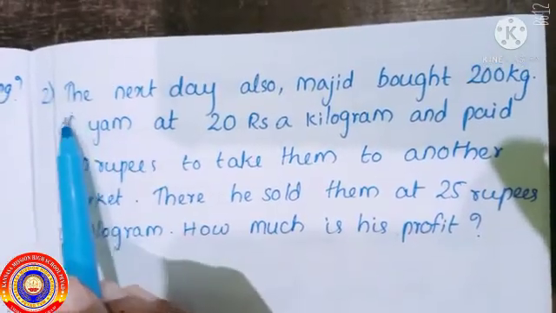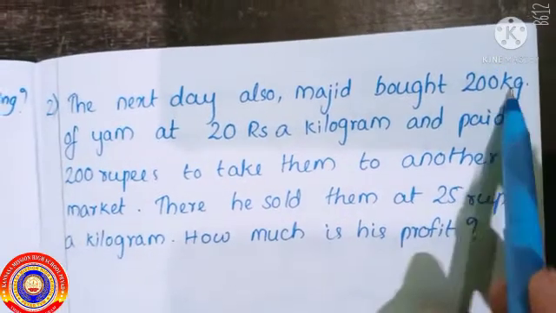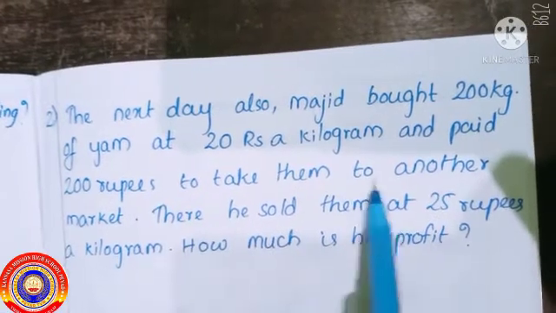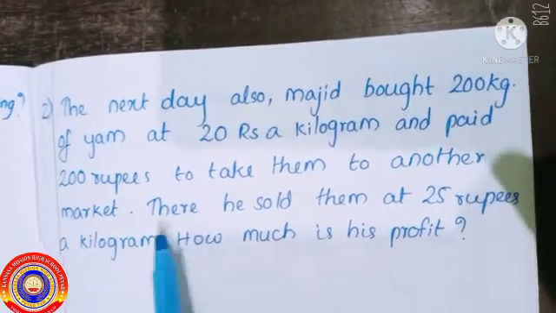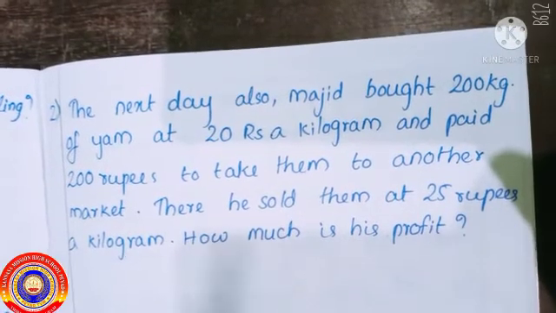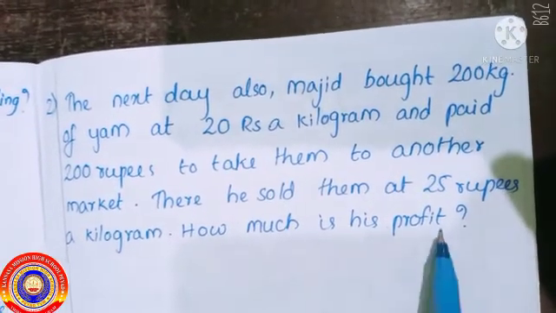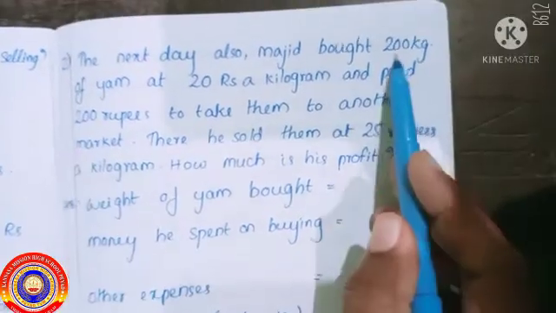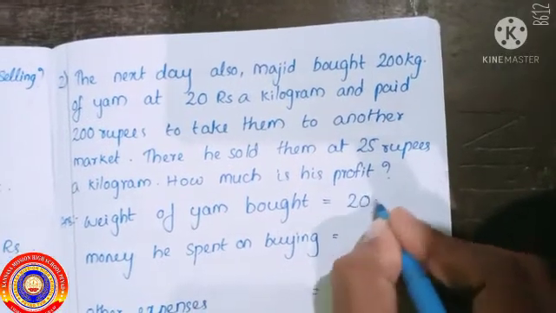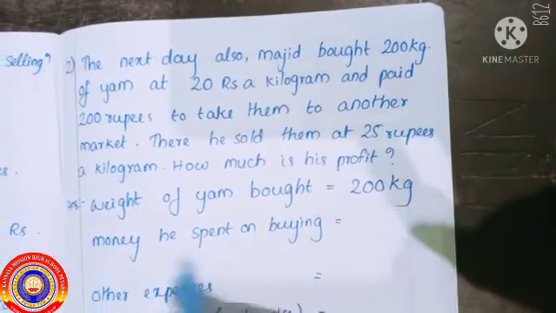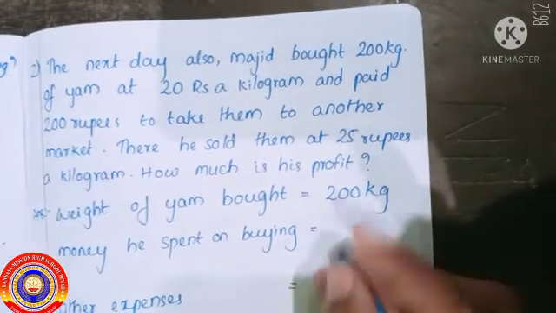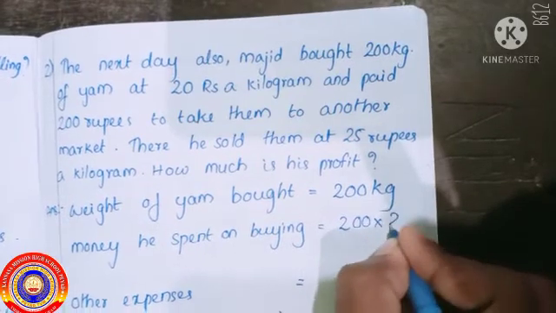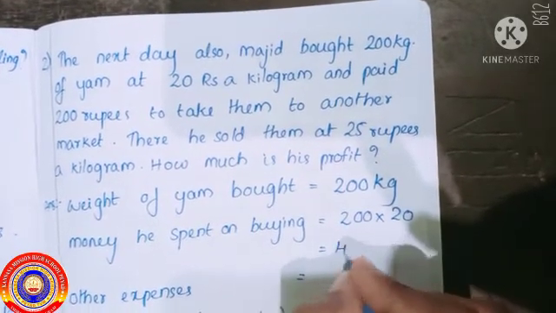Next question. The next day also Majid bought 200 kg of yam at 20 rupees a kilogram and paid 200 rupees to take them to another market. There he sold them at 25 rupees a kilogram. How much is his profit? So here the weight of yam bought is equal to 200 kg. And the money he spent on buying the yam is equal to 200 into 20, that is equal to 4,000 rupees.